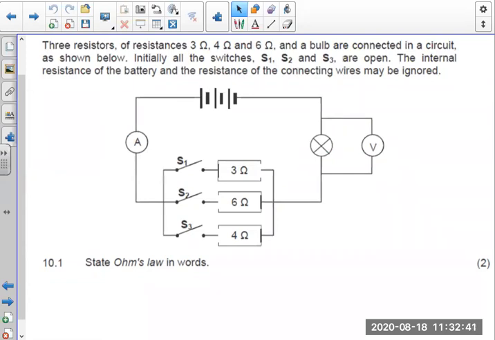They say 3 resistors with a resistance of 3, 4, and 6 ohm and a bulb are connected in the circuit as shown below. Initially, all the switches S1, S2, and S3 are open, and the internal resistance of the battery and the resistance of the connecting wires may be ignored. And then they say, state Ohm's law in words. So you must be able to state Ohm's law. It is so important that you know that definition.